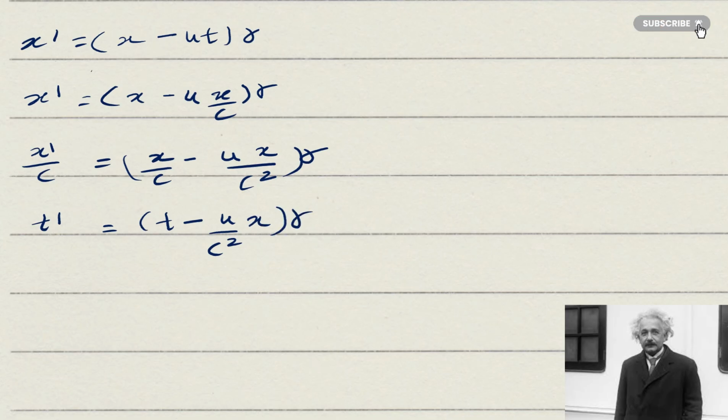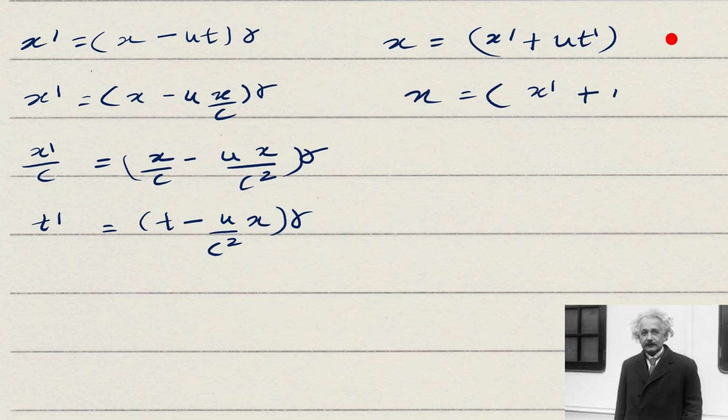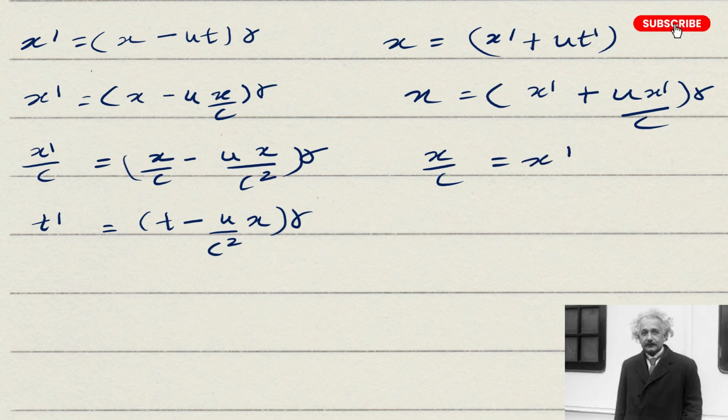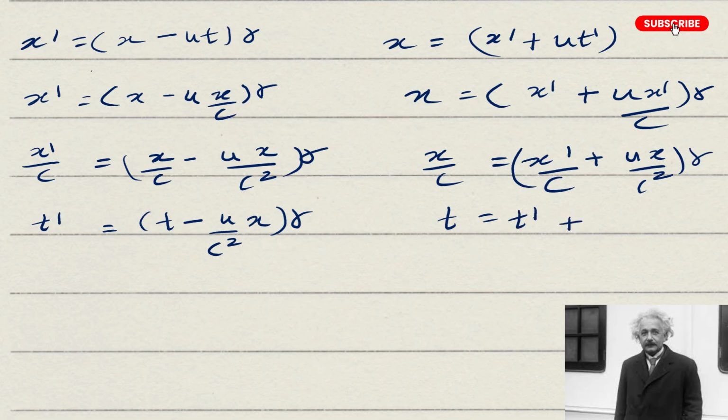Similarly, for x equals x prime plus ut prime all times gamma. x equals x prime plus u x prime over c, which is t prime, times gamma. Dividing everything by c, x over c equals x prime over c plus u x prime over c squared, all times gamma. And then, of course, x over c is t, x prime over c is t prime. That gives you t equals t prime plus u over c squared, x prime, all times gamma.